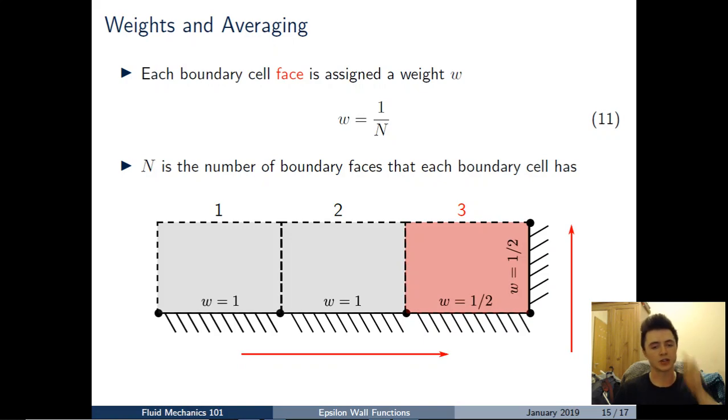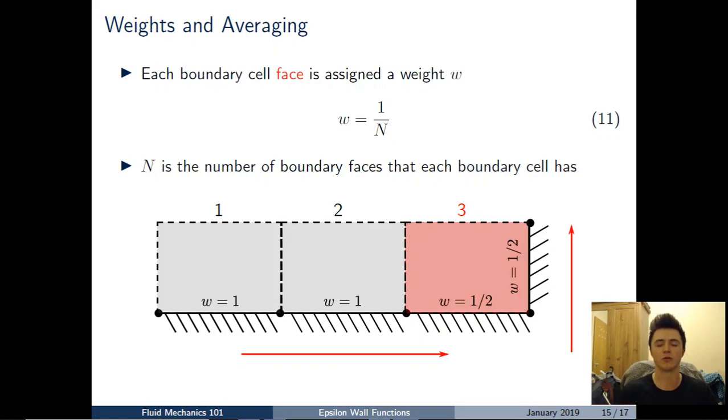So in the diagram here, if we move along starting at cell 1, we can see that cell 1 only has one boundary cell face, so that face is assigned a weight of 0. Move to cell 2, again that cell face is assigned a weight of 1, but then when we move to cell 3, we see that cell 3 has 2 faces, and what that means is that each of those faces is assigned a weight of a half, or 1 over n, and the same weight is applied for each of these faces.